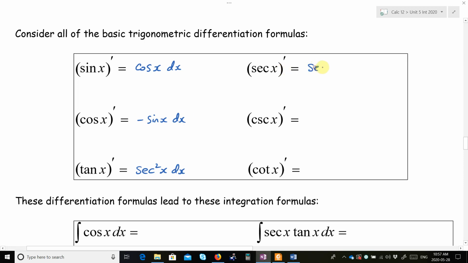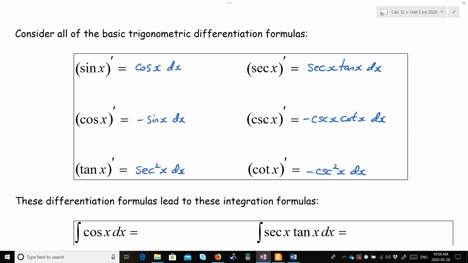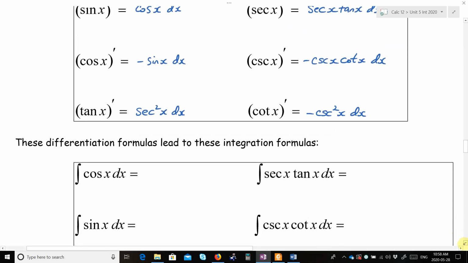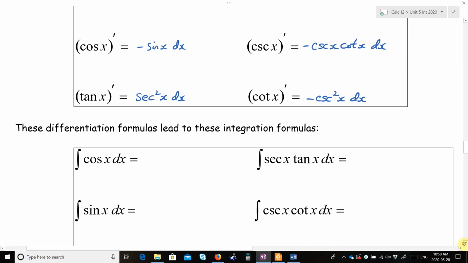The derivative of secant x is secant x tan x. The derivative of cosecant was negative cosecant x cotangent x. And the derivative of cotangent is negative cosecant squared x dx. Okay, and so now we can use these formulas to work backwards. These differentiation formulas above lead to these integration formulas.